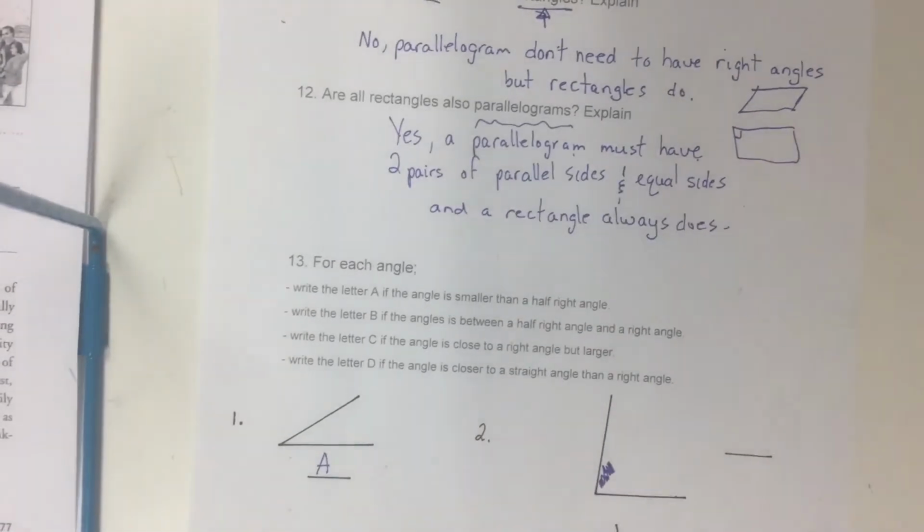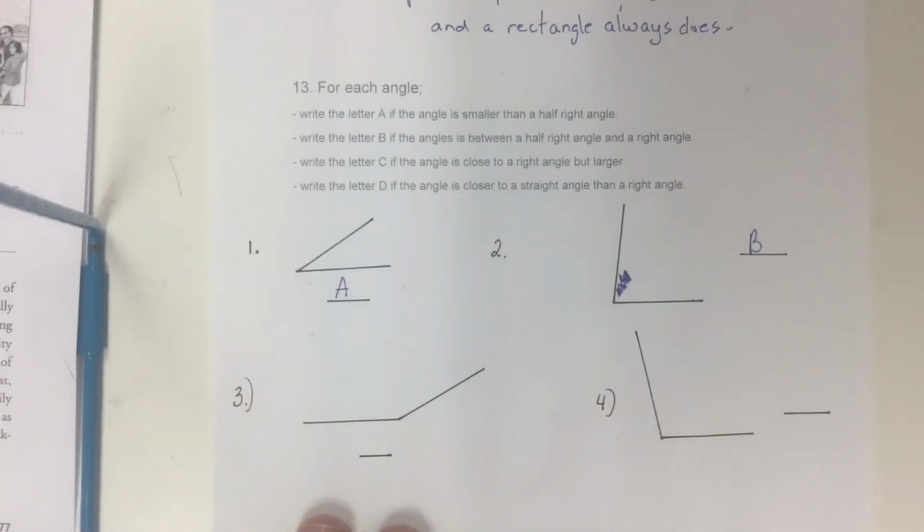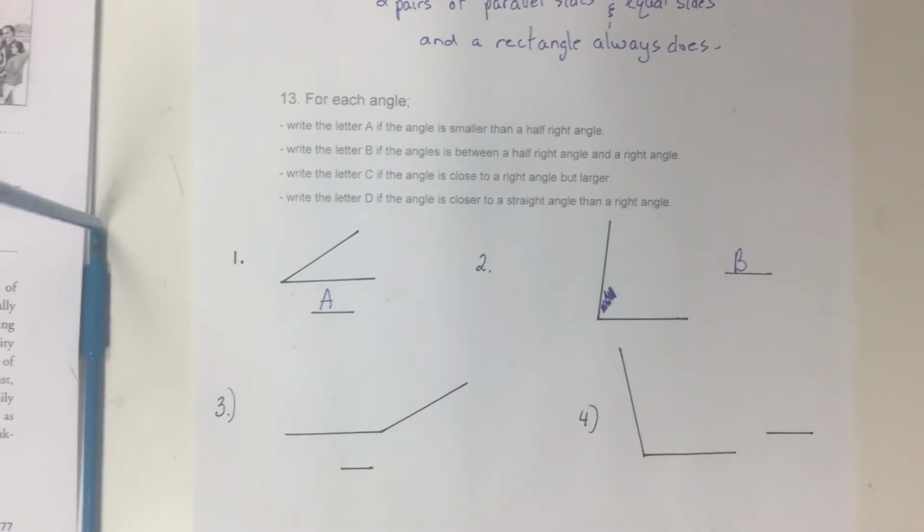So what letter do I write? B. It doesn't say halfway between. It says between. It's between a half right angle and a right angle.